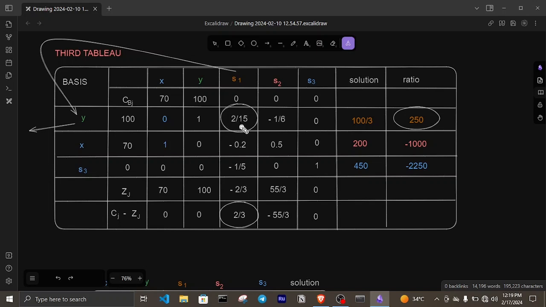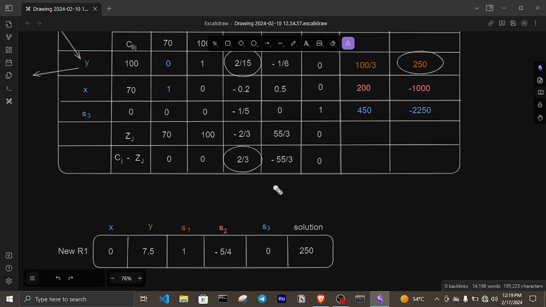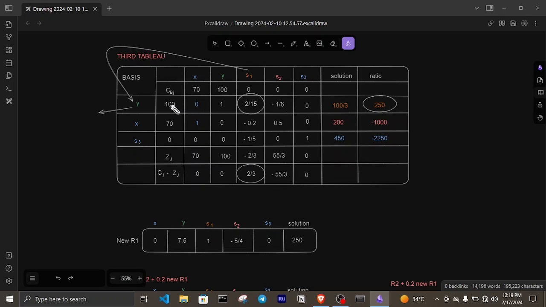So what is a basic variable? With a basic variable, the 2 on 15 has to become 1, and all the corresponding values on that column must be 0. So this negative 0.2 and negative 1 on 5 must all become zeros, and this value here becomes 1. So now let's perform the row operations to make it a basic variable. To get our new row 1, we are going to divide all the values on row 1 by 2 on 15, and that's going to make the S1 value here 1. And that's what we are going to get: 0, 7.5, 1, negative 5, 0, 250.